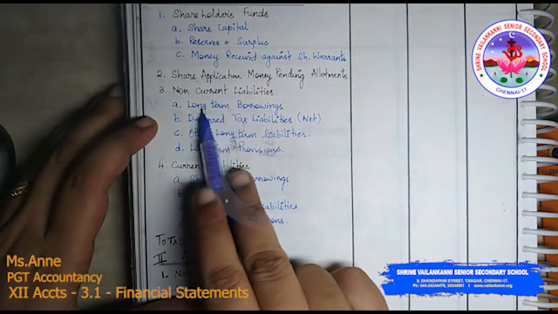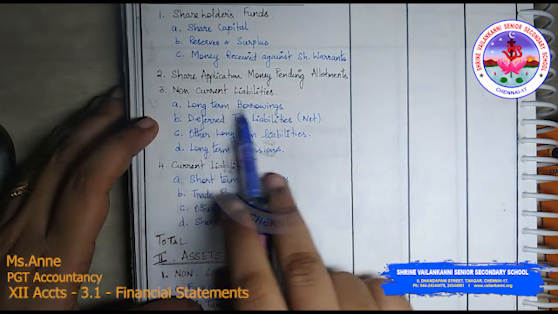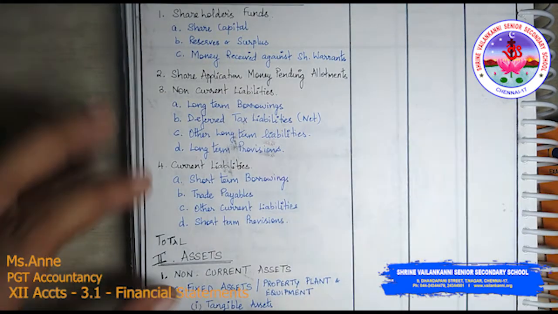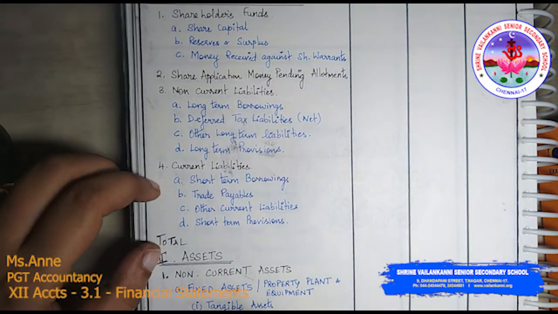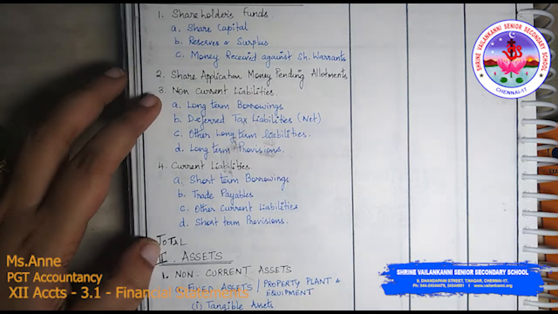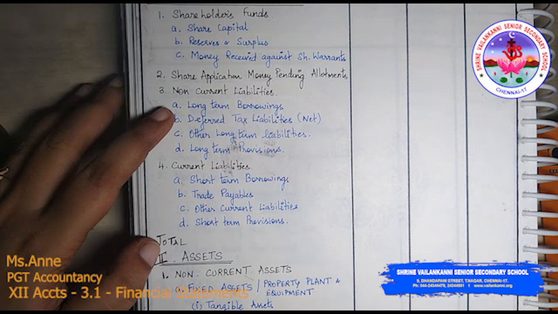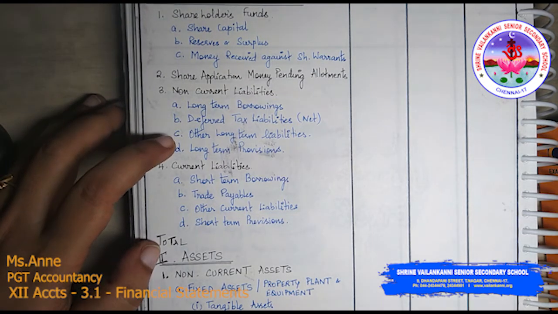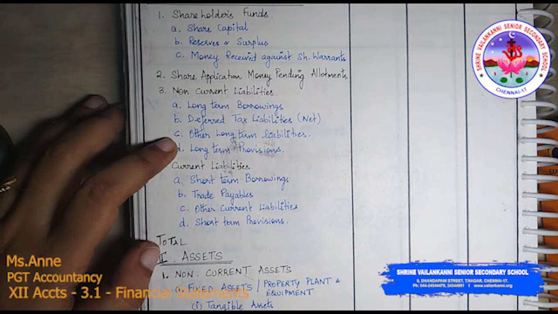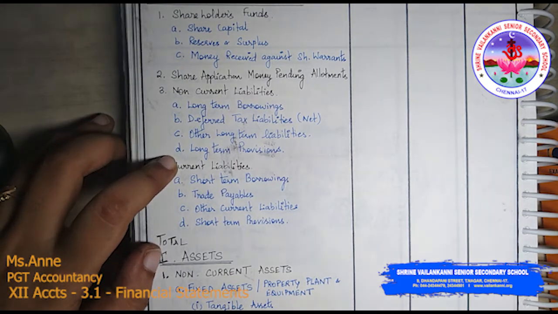What is a line item? This is a particular line item. Long-term borrowings is a particular line item. It is just a term that is being called. Okay, so one more time, non-current liabilities. What is that? Long-term borrowings, deferred tax liabilities net, other long-term liabilities, long-term provision.